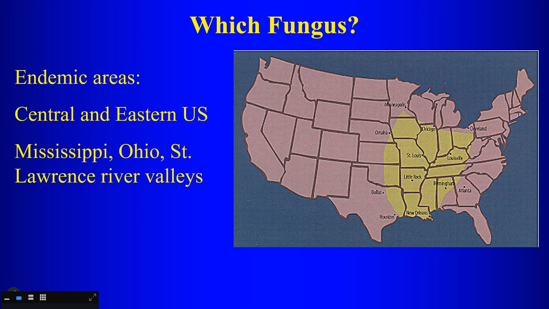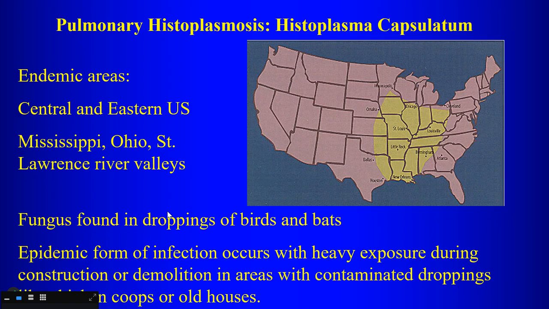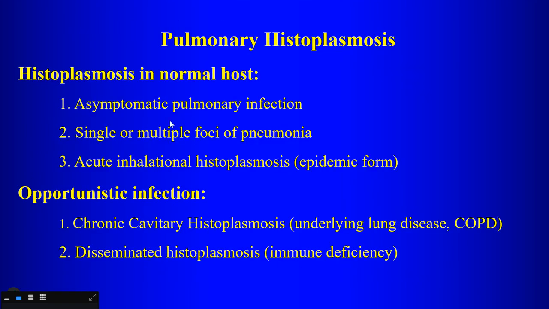What fungus? Okay, right, so histoplasmosis. Central eastern U.S., the Ohio, Mississippi, and St. Lawrence River valleys. Bird poop, bat caves, full of histoplasmosis. And the epidemic form of exposure occurs with heavy exposure during construction, demolition, areas with contaminated droppings, chicken coops, the attics of old houses. That's the epidemic form. We'll talk about that in a little bit.